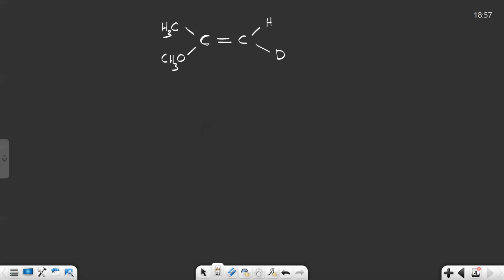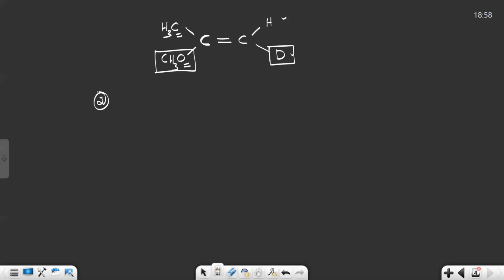Consider the left side carbon. It is attached to one carbon and one oxygen atom. So this one has higher priority. Here on the right side, there is hydrogen and deuterium. So if isotopes come, then we need to select the isotope with higher atomic mass as the highest priority group, because their atomic number is the same. So we need to consider their atomic mass. So that is the second rule.